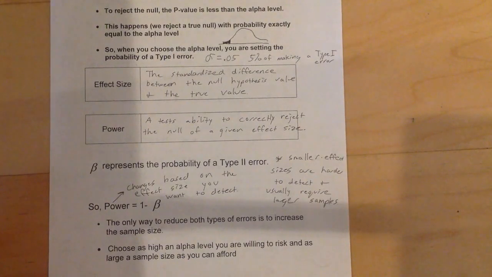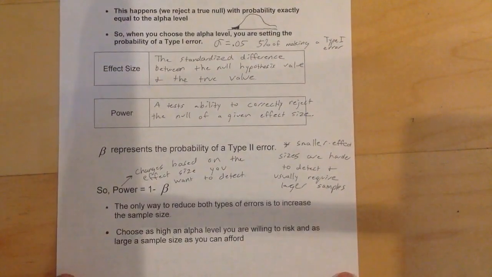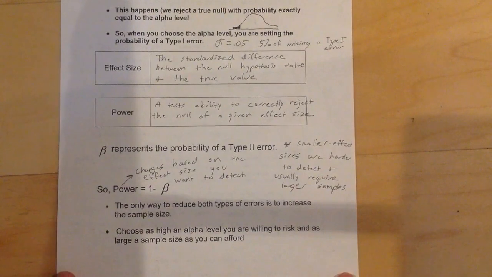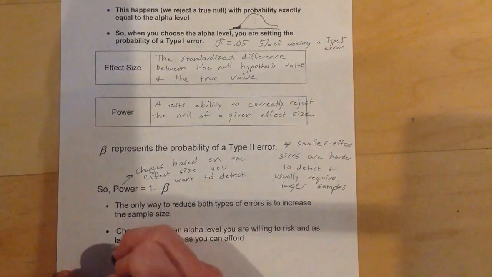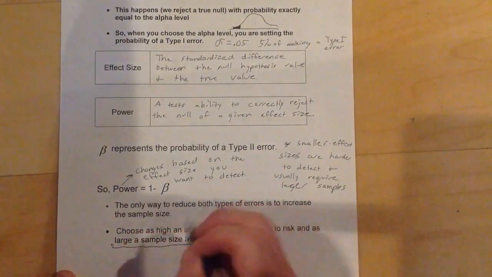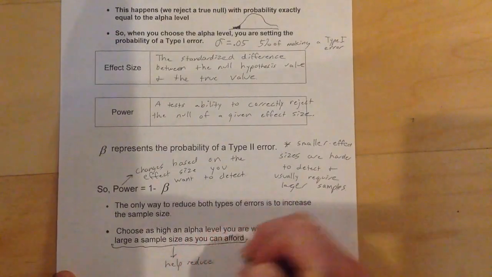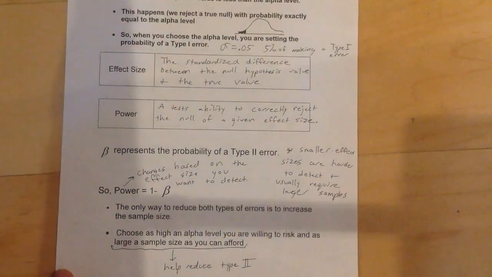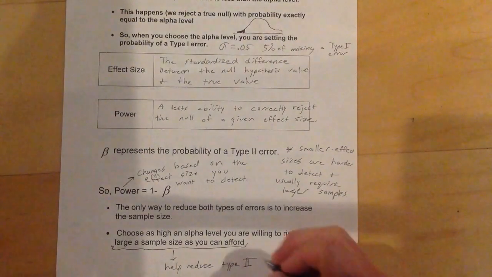So usually what we do is we choose an alpha level that you're willing to risk, so as high as you're willing to go there, and then as large of a sample size as you can afford. All right, because as large of a sample size as you can afford is going to help reduce type 2 error. So you pick an alpha that you're comfortable with. And again, the alpha is your chance of a type 1 error. And then you get as big of a sample as you can afford, because that's going to reduce the chances of a type 2 error.